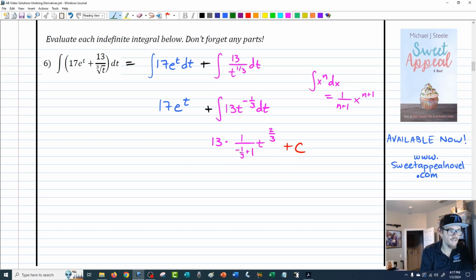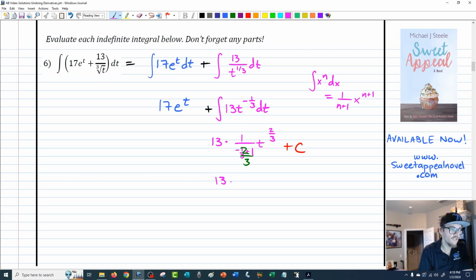Now finally, I can clean this up a little bit further. Negative 1/3 plus 1 is going to be 2/3. And we have 1 over 2/3 out in front. So as a heads up, if this doesn't necessarily jump out at you, the way that you handle 1 over 2/3 is that's just a division problem with a fraction. You're dividing by a fraction, so flip it and multiply. This will give us 13. Actually, I'll use the colors better.